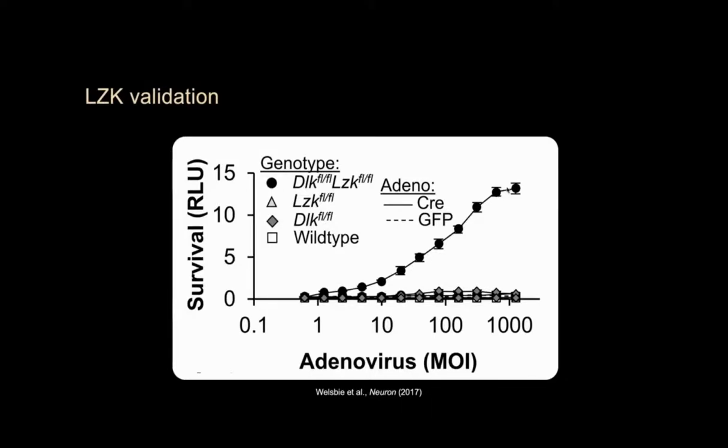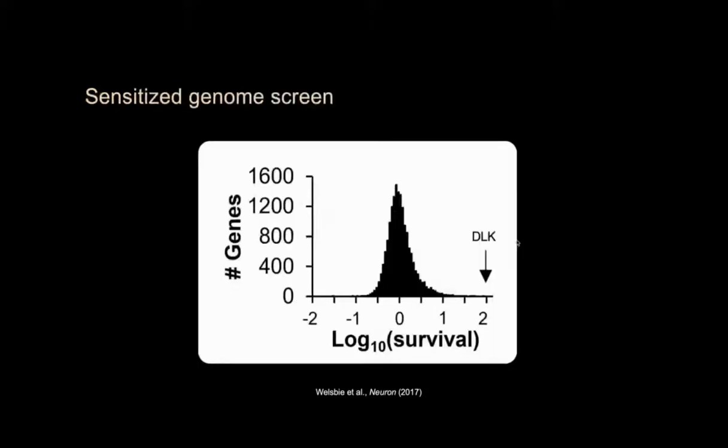Now, it turns out that this gave us a nice opportunity, because LZK knockout by itself doesn't really do much to survival. Those are the triangles you can barely even see here of the controls. However, if you additionally knock out DLK in the setting of an LZK knockout, you get this very robust increase shown here. So we thought, hey, this maybe gives us an opportunity to sensitize the screen to things that are in the DLK pathway. And that increased signal to noise might allow us to not just screen the kinome, but to screen the entire mouse genome.